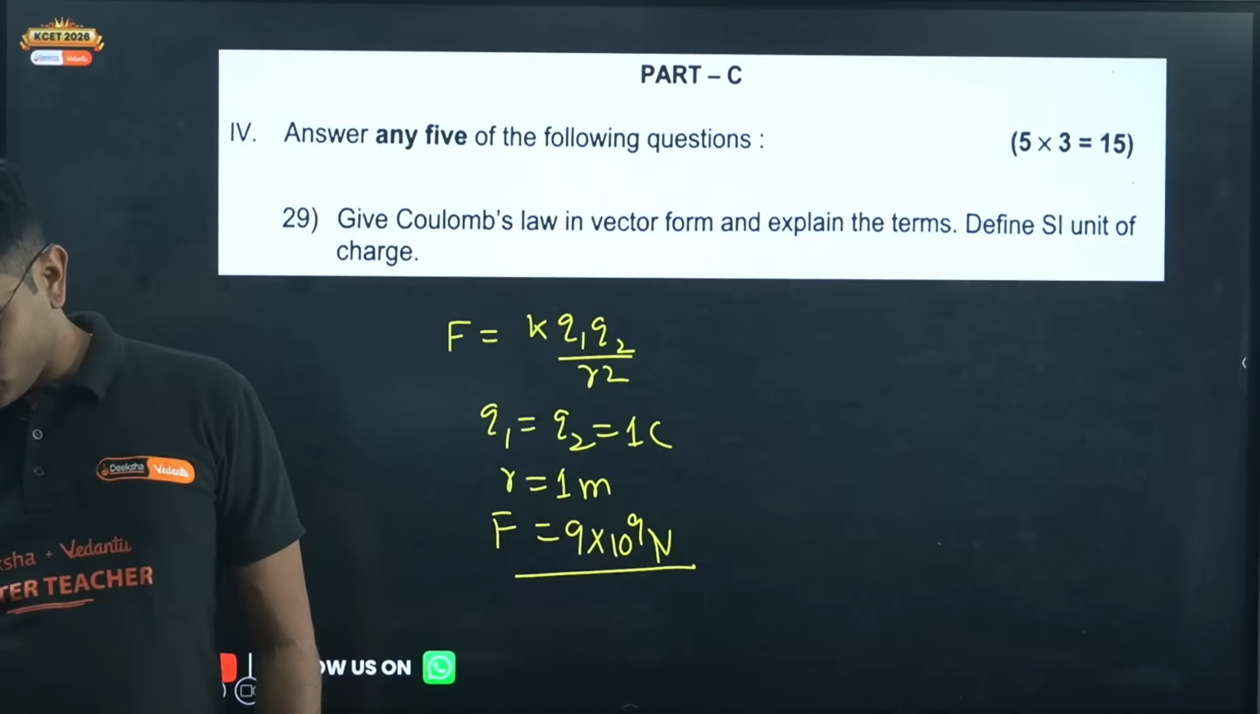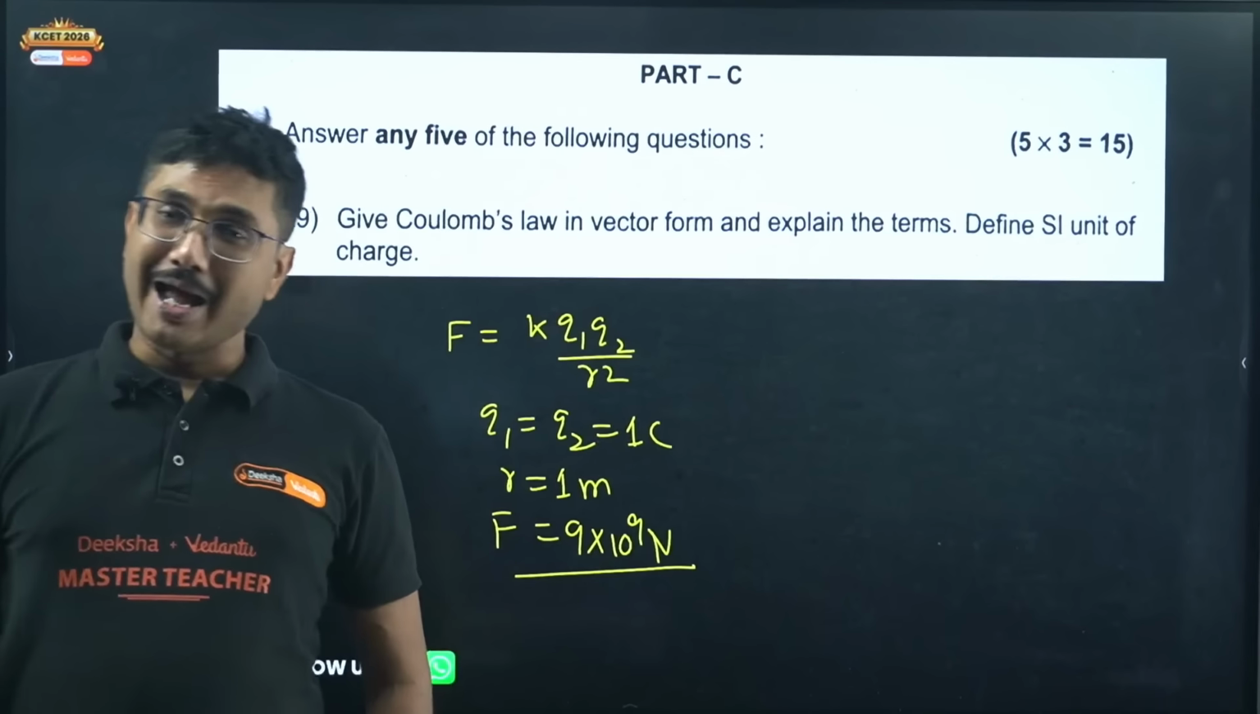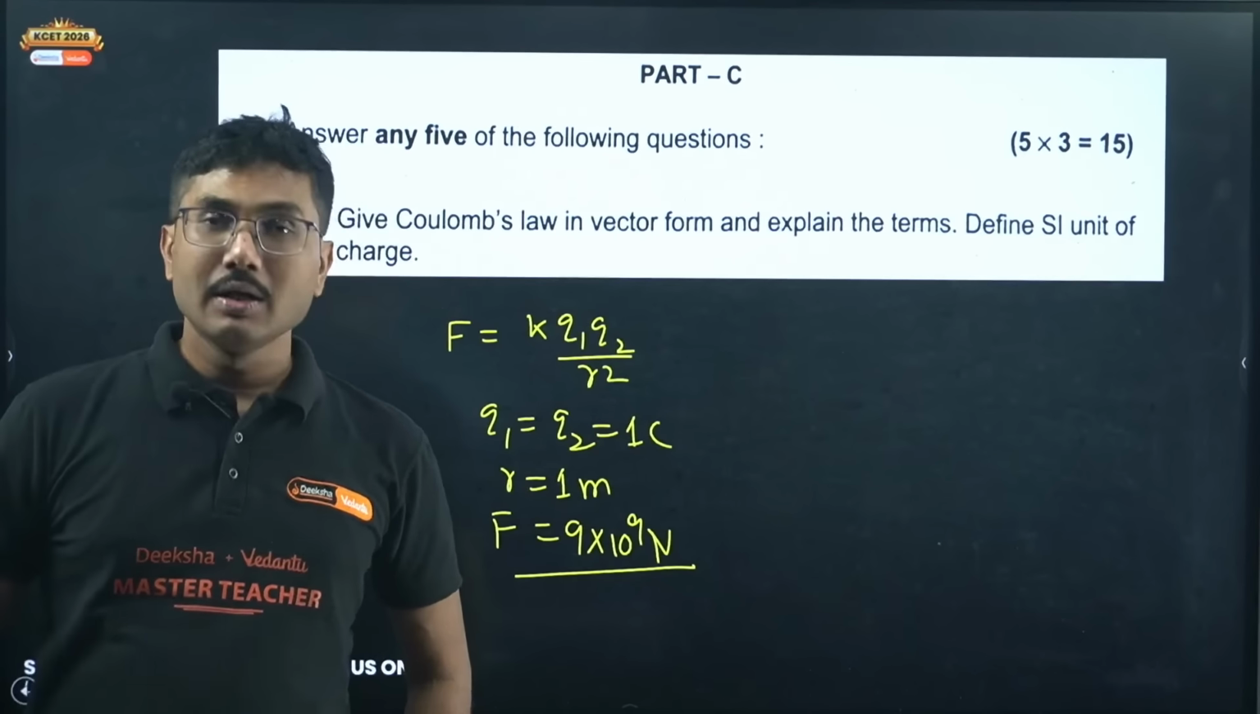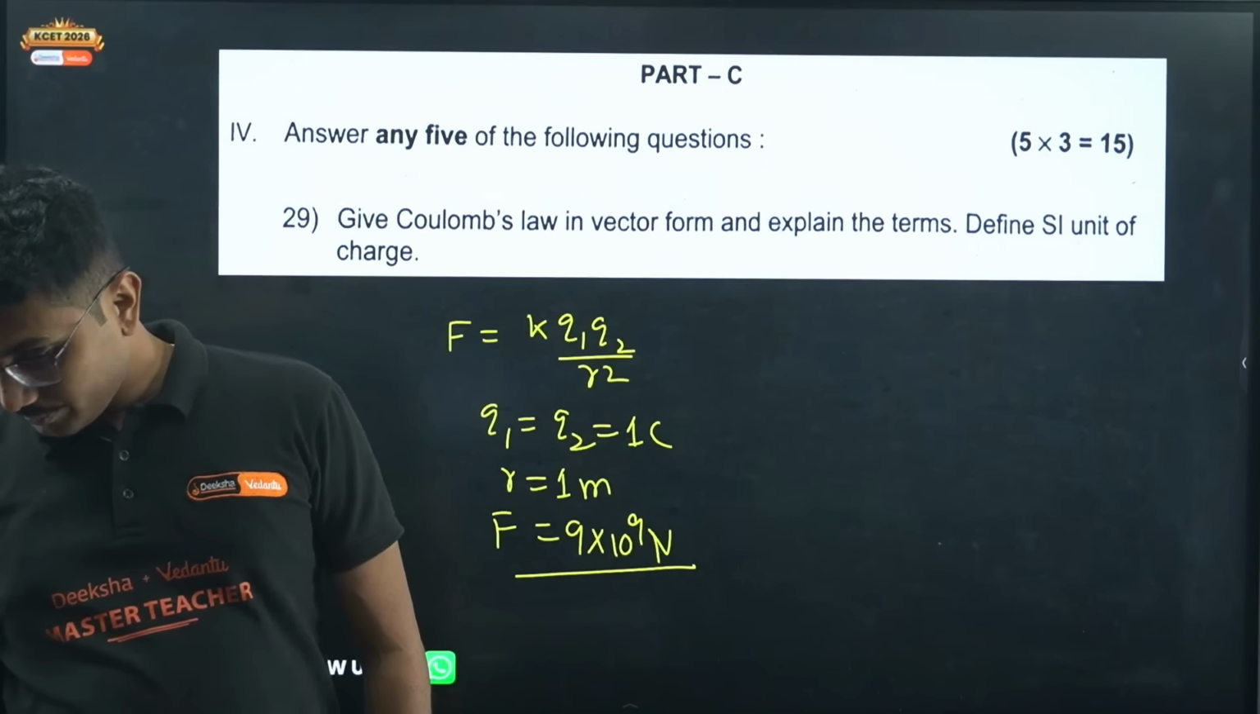So for the potential question, I wrote only one answer. 3 marks, Rocky, and more clarity will come once the model answer paper comes. Okay.